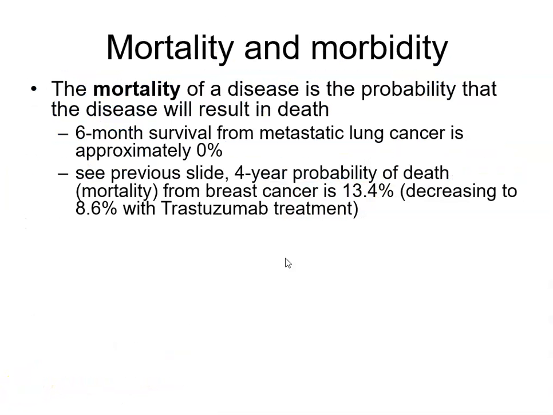So those Kaplan-Meier curves neatly lead on to mortality and morbidity. Mortality is the probability that the disease will result in death, and we can express that in multiple ways. For example, the 6-month survival of metastatic lung cancer is approximately 0%, whereas we know that the 4-year probability of death in the particular advanced breast cancer group in the previous slide was 13.4%, decreasing to 8.6% with trastuzumab. So that's mortality.